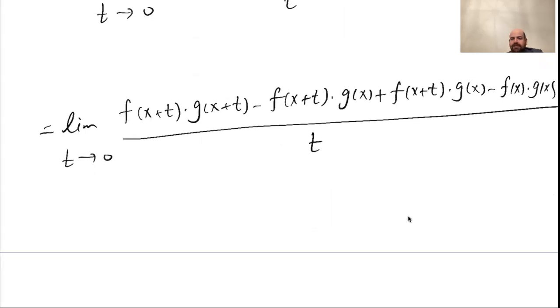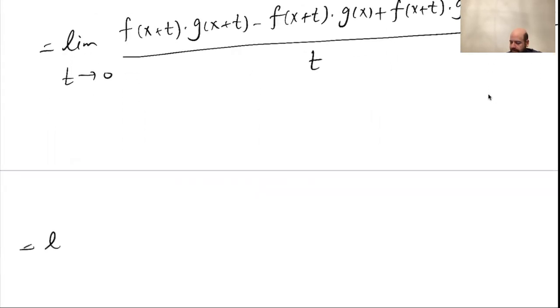Okay, so I added and subtracted f of x plus t times g of x. So of course, I'm allowed to add and subtract a term or a number, because when you add and subtract the same term, that means you're adding 0 basically. And of course, I'm allowed to add 0 to my expression. It won't change it. But how does that help me? Because now I can take f of x plus t out between these two terms. And between these two terms, I can take g of x out.